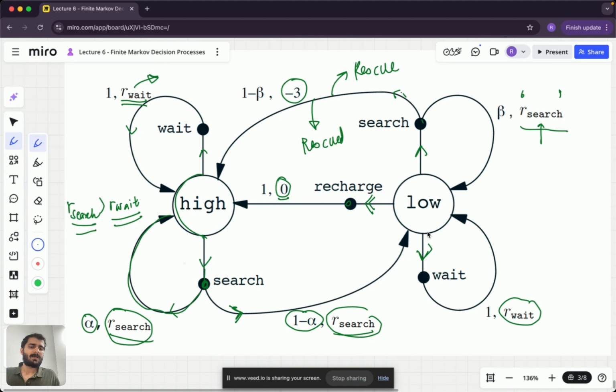Or, if I wait, then my battery will stay low, in which case I will get a slightly low reward of R wait. And the third option is to go back to the charging station and recharge. So I'll go from low to high and I'll get a reward of zero because I'm not collecting any cans in this process.